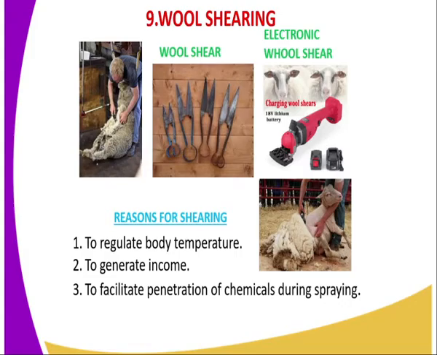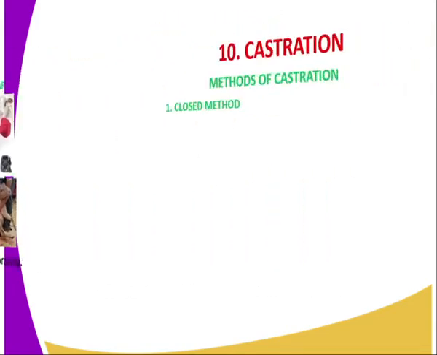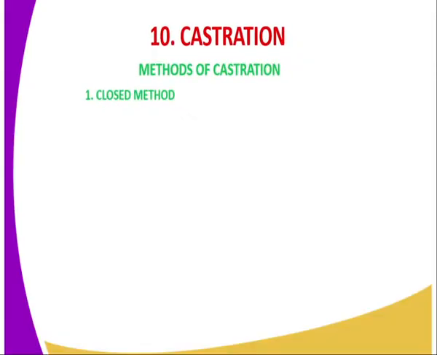Then we have to facilitate penetration of chemicals during spraying. Whenever we are doing spraying or even dipping, the wool prevents the chemicals from penetrating, and therefore upon shearing of the sheep, there will be good penetration of chemicals throughout the body, and therefore resulting in effective control of external parasites.